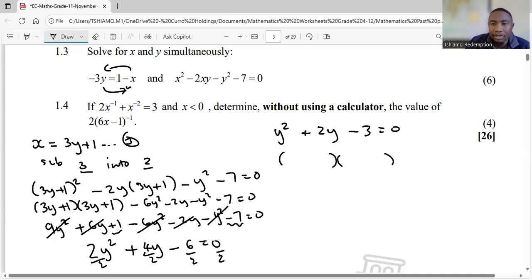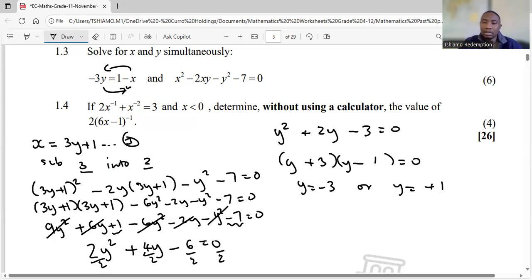Factors of 3 that give me 2 will be plus 3 and minus 1, which is minus 3, or y is minus 1, plus 1, positive 1. Okay, now I have the values of y. I need to find x. So I'm going to substitute the two values in equation 3. So I'm going to have something like this.